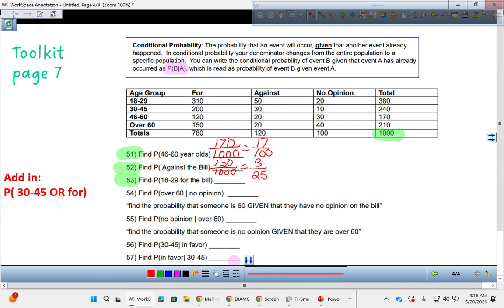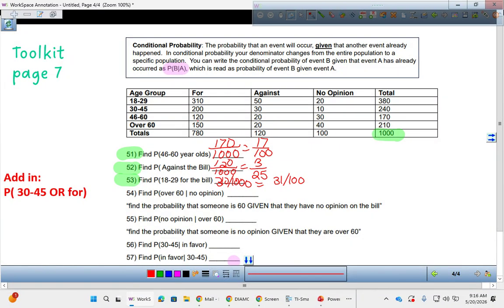Find the probability of 18 to 29 for the bill. So I want these two things to both happen. It doesn't say 18 to 29 or the bill. It says for the bill. So I'm just finding where those two things meet. I'm finding the overlap of those. So where 18 to 29 meets for the bill is at 310. And again, this is going to be out of that population of 1,000. So 31 over 100 then.